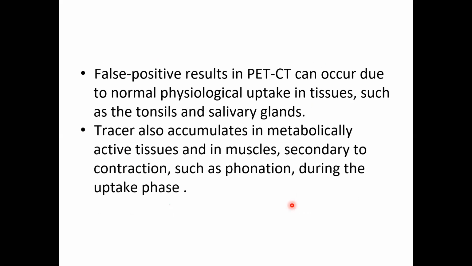False positive results in PET-CT can occur due to normal physiological uptake in tissues such as the tonsils and the salivary glands. Tracer also accumulates in metabolically active tissues and in muscles secondary to contraction, such as phonation during the uptake phase. Very important, you should keep in mind these tonsils and salivary glands. So physiological uptake can be there in tonsils, salivary glands, and also in muscles, like phonation in the uptake phase.